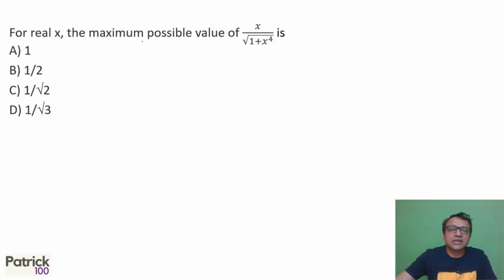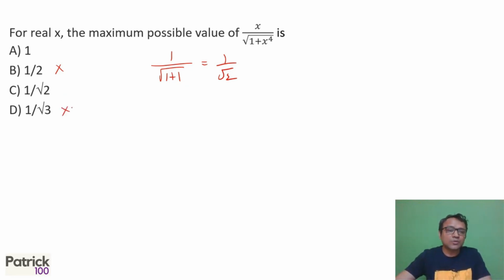Find real x, for real x, the maximum possible value. It's always good to substitute values here. 0 you can't substitute because the value will be 0. If you put 1, what you'll get is 1 upon root of 1 plus 1, which is 1 upon root 2. The moment you get 1 upon root 2, I can eliminate one half, which is smaller than 1 upon root 2. I can eliminate 1 upon root 3 also, which is also smaller than 1 upon root 2, because I want maximum values. So the only possibles are 1 upon root 2 and 1.